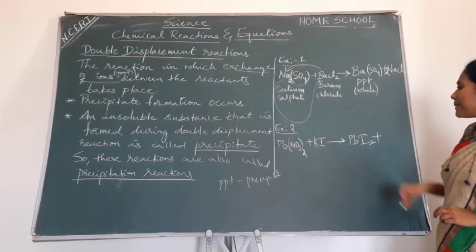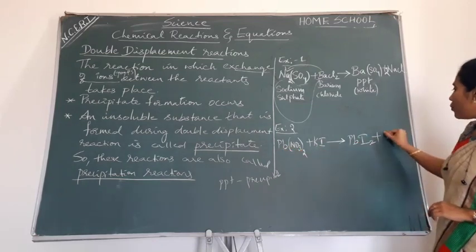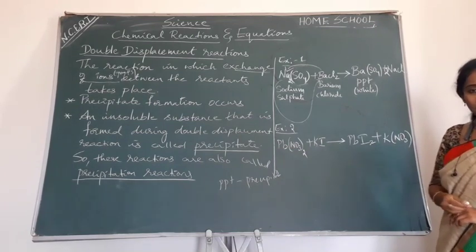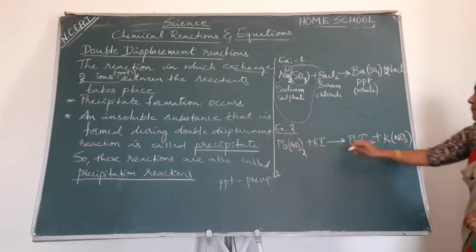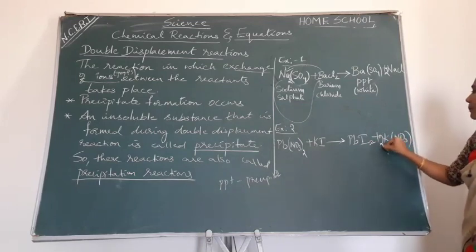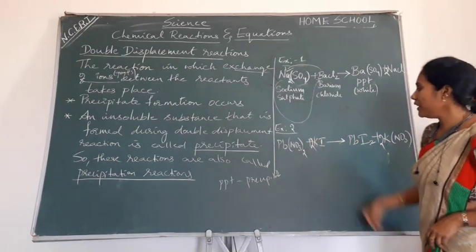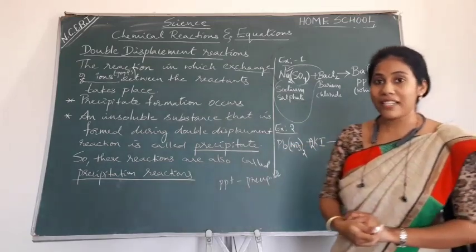And what is the other substance you will get? Potassium is going in the place of lead. So you will get KNO3. Formula correct? Potassium valency 1, nitrate valency also 1. So the formula is correct. Now you have to balance the equation. How do you balance? 1 lead, nitrate 2 is there, here 1 is there. So you are putting 2 here. And now it became 2 potassium, here you are putting 2. So 2 iodine, 1 lead. Balancing, I thought you know the trick, no?